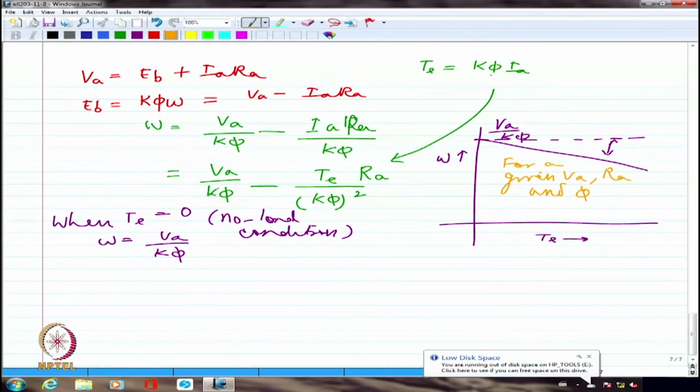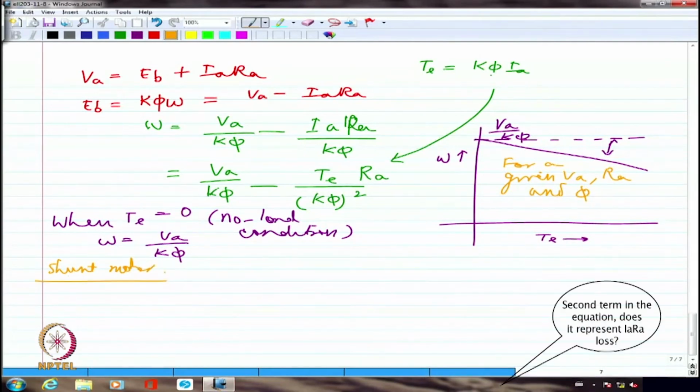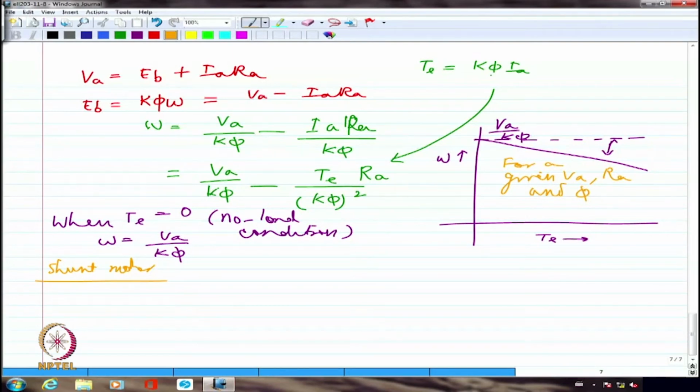Because in a permanent magnet DC machine, again, flux will be a constant. I'll not be able to change the flux. So it is exactly behaving in the same manner as that of a separately excited DC machine, right? On the other hand, if I look at a shunt motor, that is the IARA loss, but I am rather depicting this as TE RA divided by K phi whole square. So it is actually IA by K phi further.